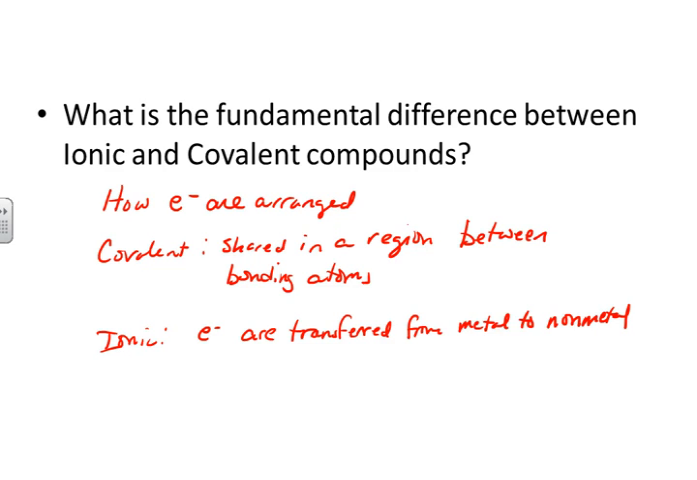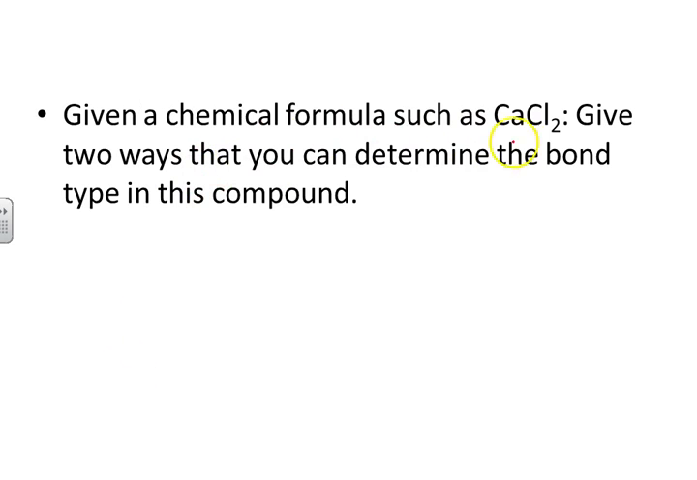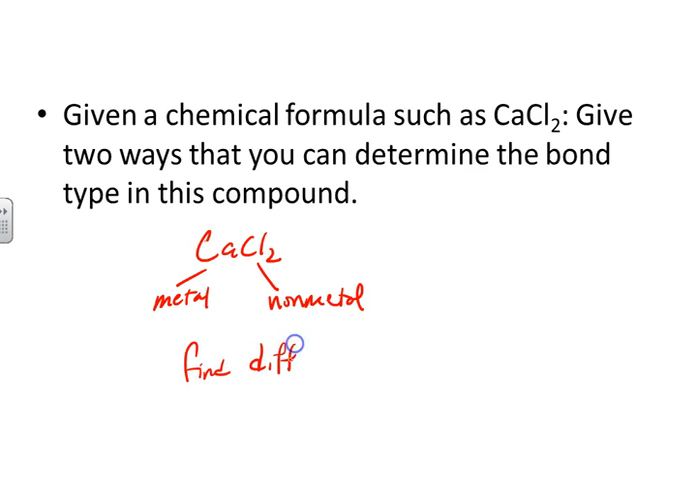Given a chemical formula such as CaCl2, what are two ways that you can determine the bond type in this compound? Well, one way would be that we have a metal and a nonmetal. The other way would be to find the difference in electronegativity. And here it should be greater than 1.7, indicating that it is ionic.